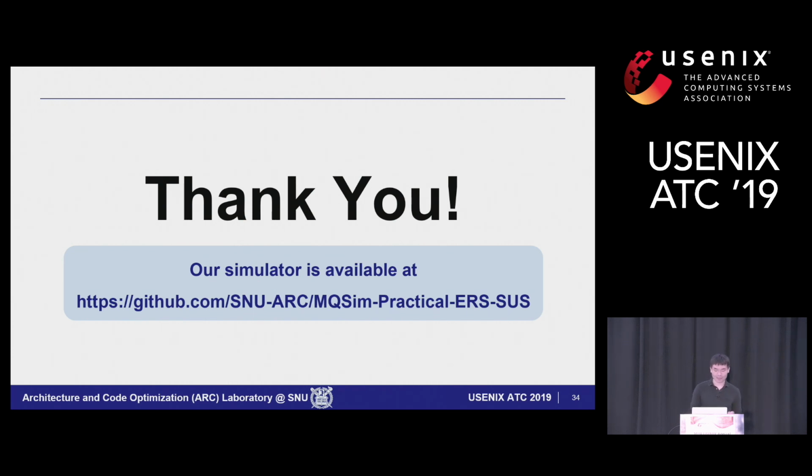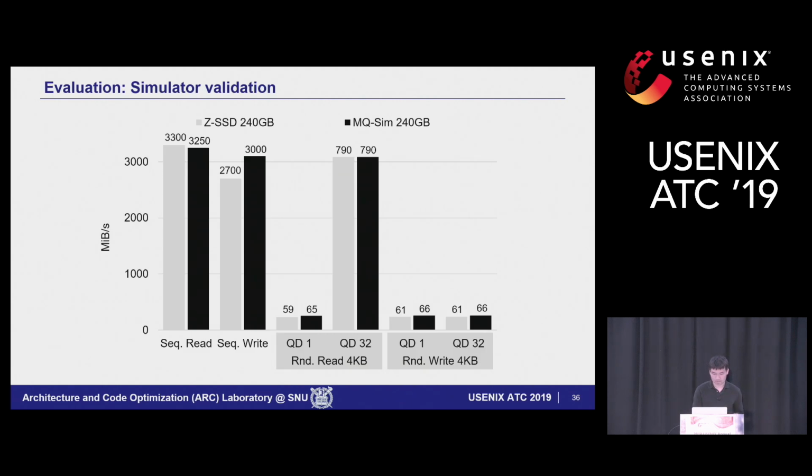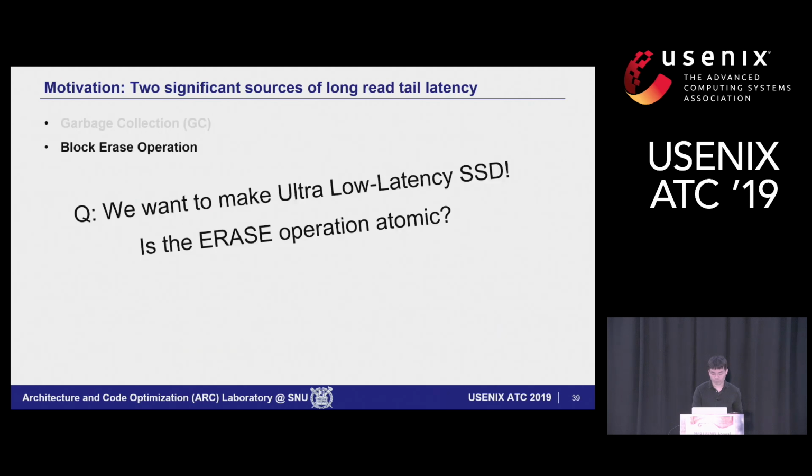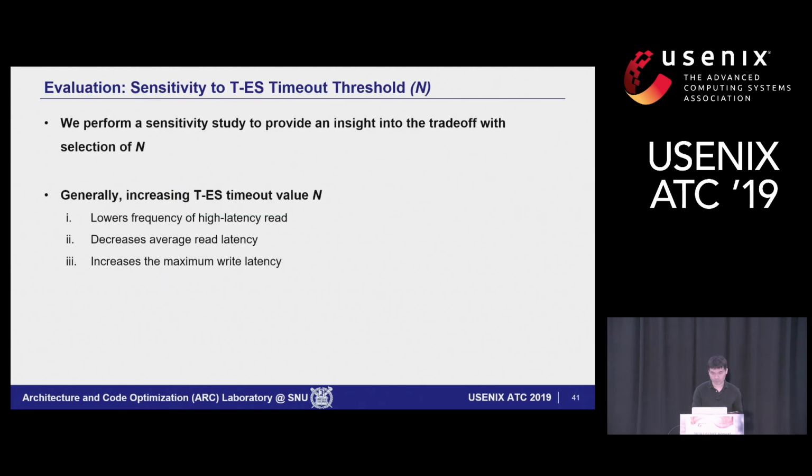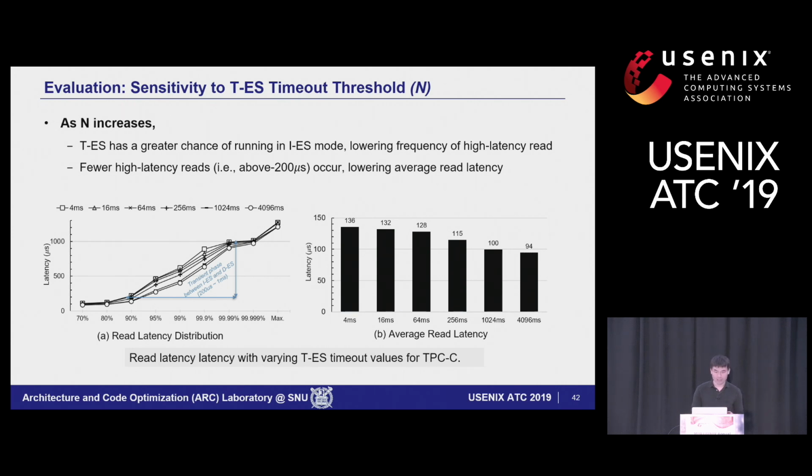We have performed a sensitivity test for the timeout value, so I would like to show some slide. Generally, increasing the timeout value lowers frequency of high latency read and decreases average read latency. However, it increases the maximum write latency, but the longer write latency is deterministic. That's a very nice trade-off. So this is for the application to determine what the latency should be? Yeah.